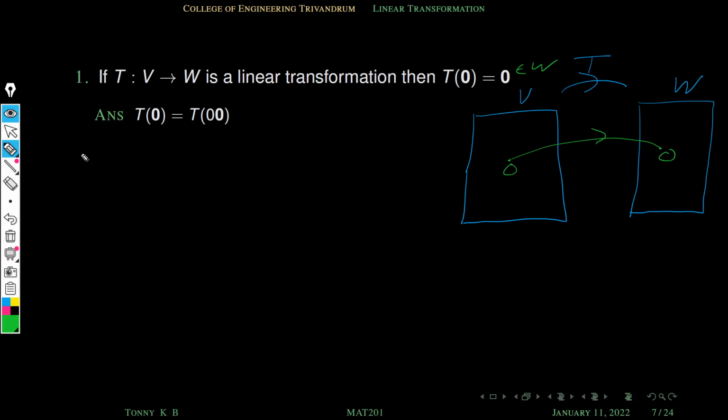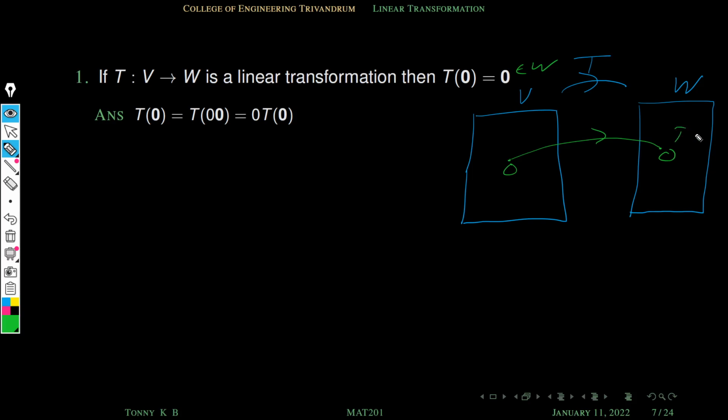And the proof is very simple. We consider T of 0. We can write our 0 vector as scalar 0 into vector 0. Scalar 0 into something is always a 0 vector, okay. Then T is a linear transformation. Using the property of linearity, you can take the 0 outside. So this becomes 0 into T of 0, right? And whatever T of 0 is, it is a vector, clear. T of 0 is an image of 0.